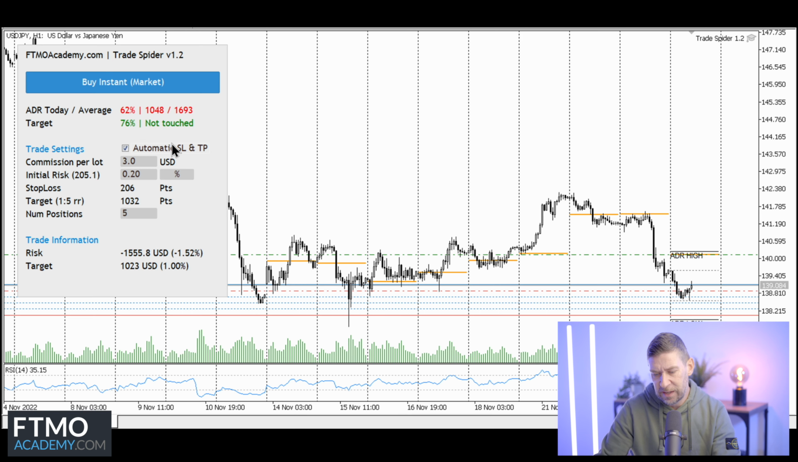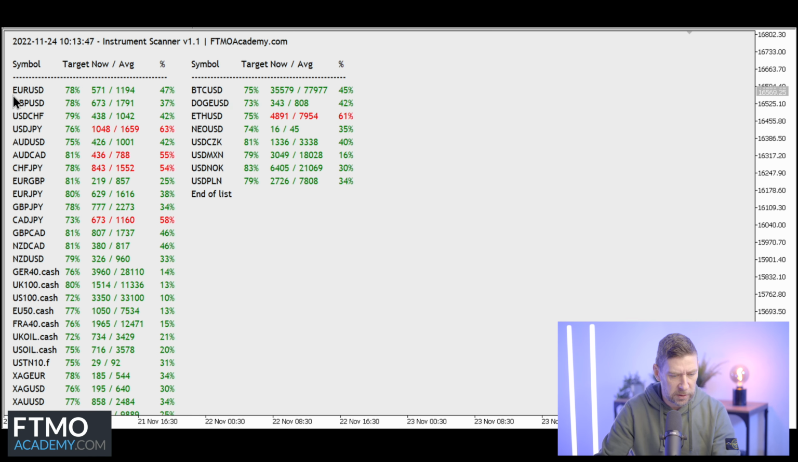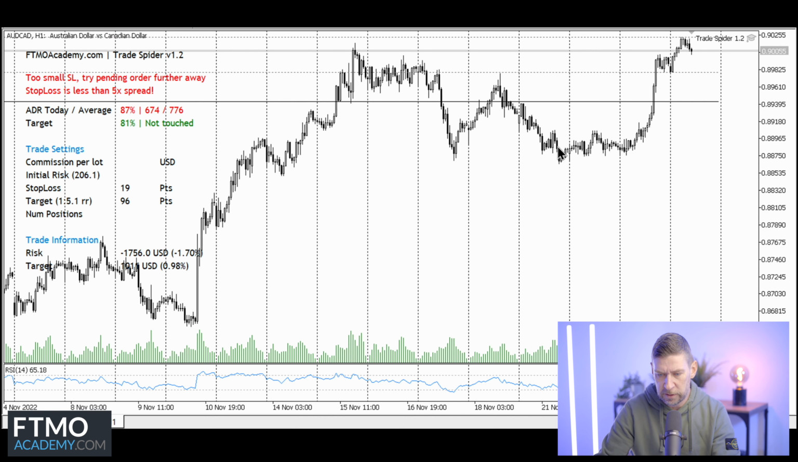USDJPY, same situation here. We had a little push up and then down and now up again. But I would like it to go down a little bit again if I take this trade. AUDUSD, yeah, they all look very similar, so I don't need to talk about each and every one of these.